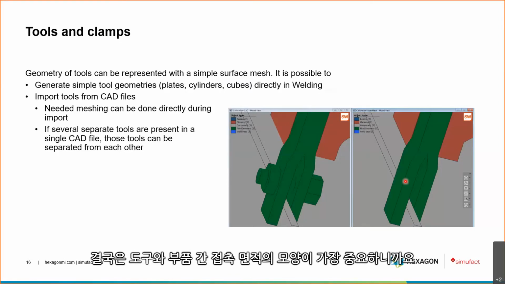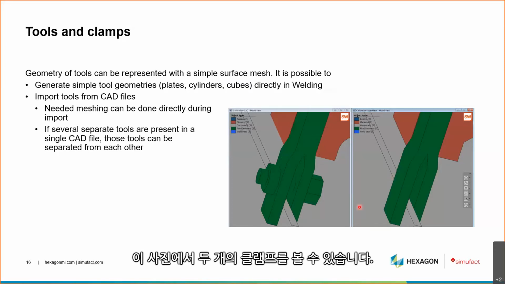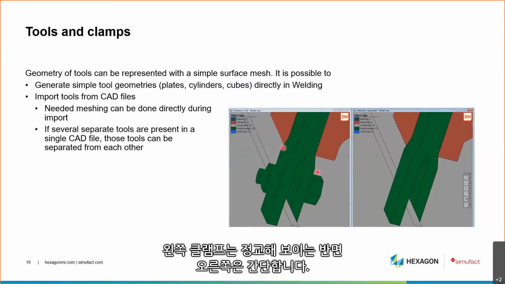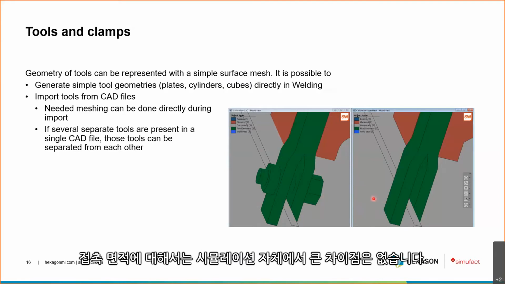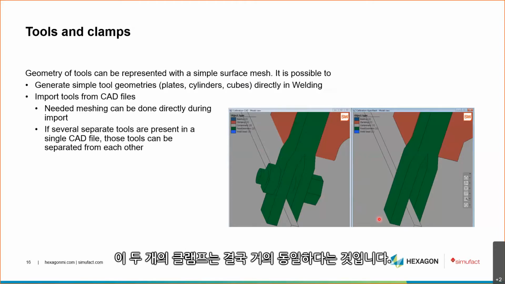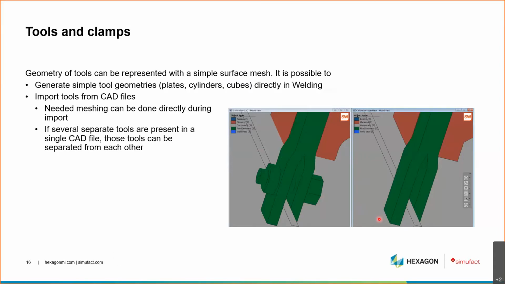At the end, it's all about the shape of the contact area between tools and components. So basically, you can see here on the picture two different clamps. The left one looks more sophisticated. The right one is very simple. At the end, it doesn't make much difference in the simulation itself, because the contact areas of these both clamps are more or less the same.